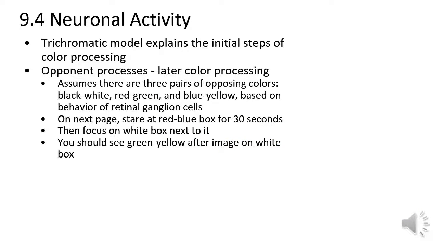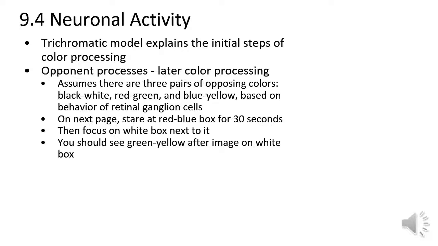So the trichromatic model that we were just talking about explains the very first steps of color processing, and later processing of color can be explained by the opponent processes theory, which assumes that there are three pairs of opposing colors: black-white, red-green, and blue-yellow. This is based on the behavior of retinal ganglion cells. So just a little introduction to this.